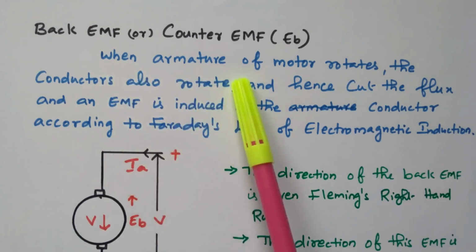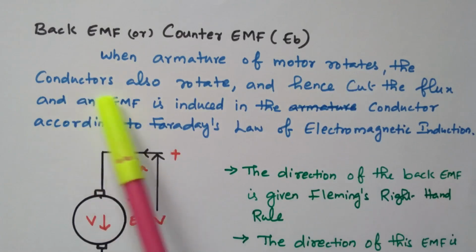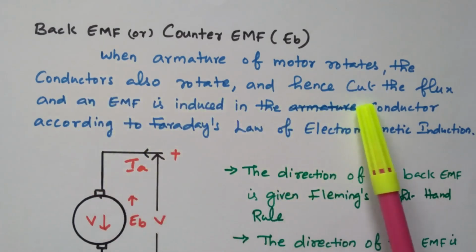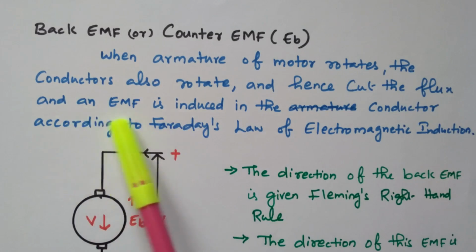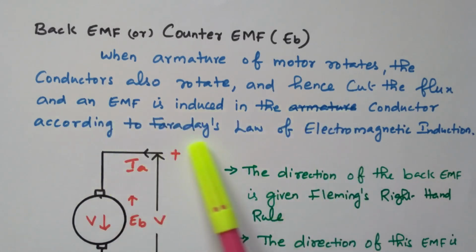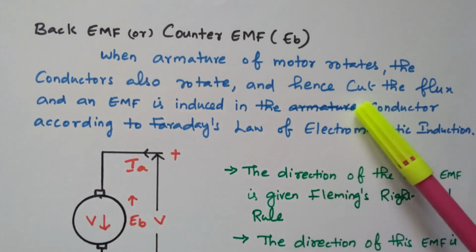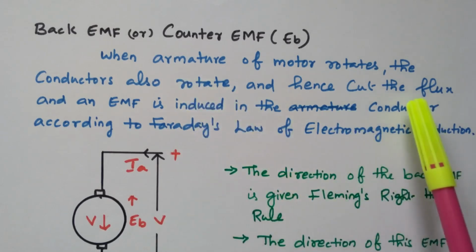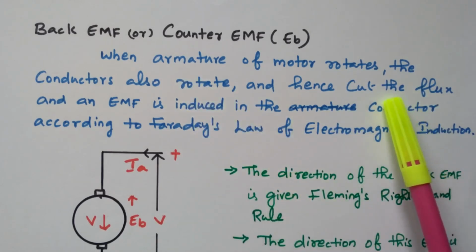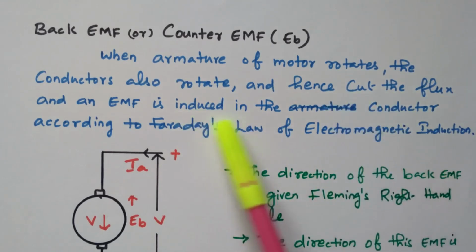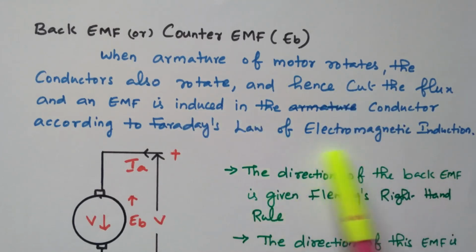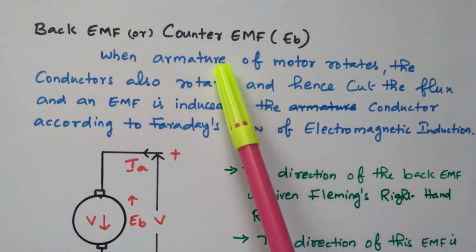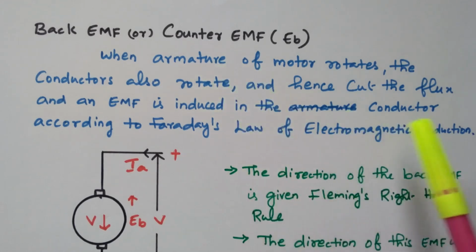When the armature of a motor rotates, the conductor also rotates. Hence, the conductor cuts the flux, and EMF is induced in the conductor according to Faraday's law of electromagnetic induction. So, this is nothing but the generator principle available in the motor, right. Whenever the conductor cuts the flux, EMF is generated. Here the armature conductors cut the magnetic flux, so that EMF is induced.